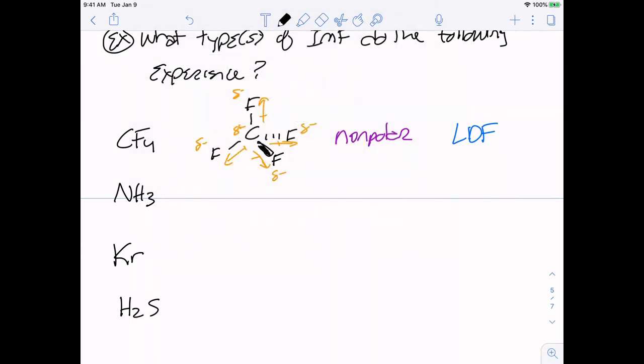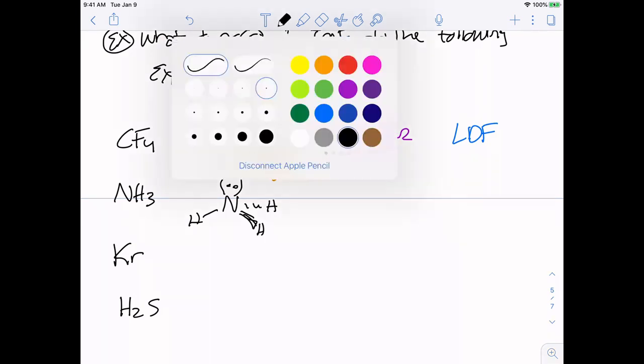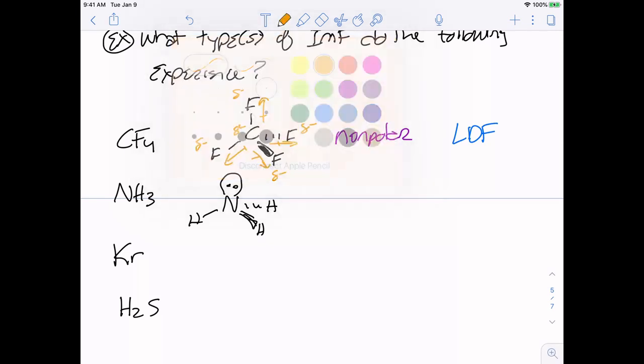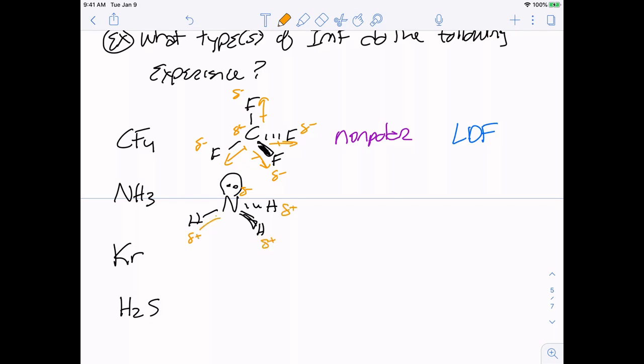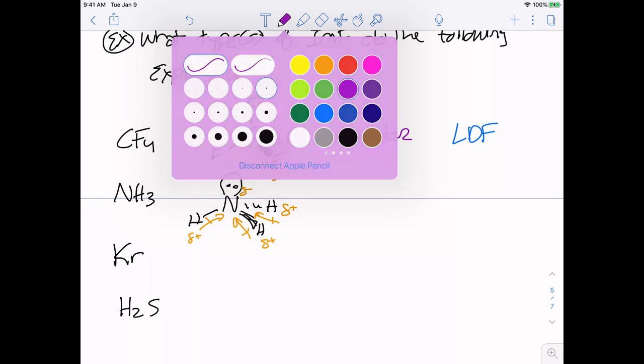So NH3, ammonia, same sort of idea. I'm going to draw that out. I do have a lone pair on nitrogen, and then my 3 bonds to hydrogen. So this one is trigonal pyramidal. My nitrogen is more electronegative than those hydrogens are. So I have 3 of them all going up. So this one turns out to be polar.